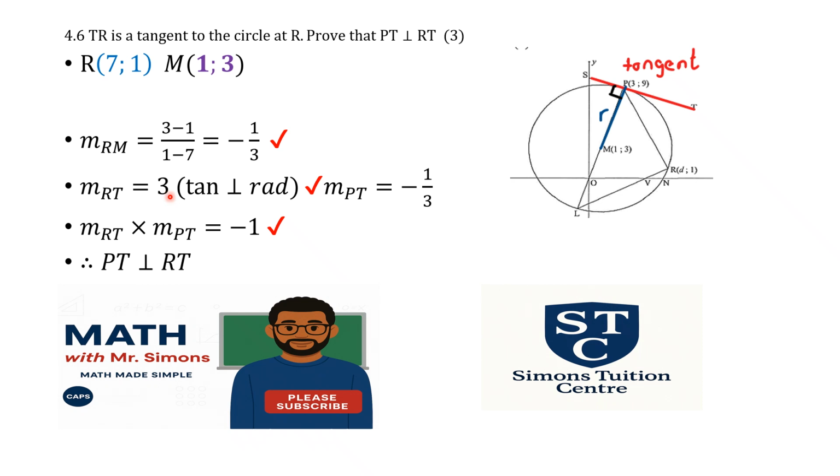Now if we multiply 3 times negative 1 over 3, the 3s cancel, and I'm left with negative 1. So my gradients multiply out and they equal negative 1. It automatically means that this line PT and RT are perpendicular to each other, meaning where they meet, they would form a 90-degree angle.